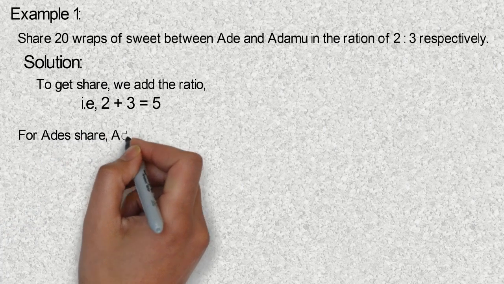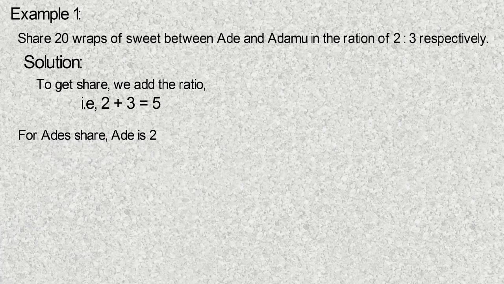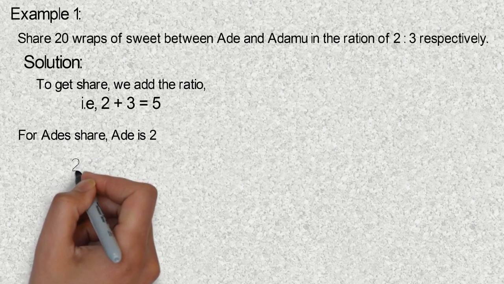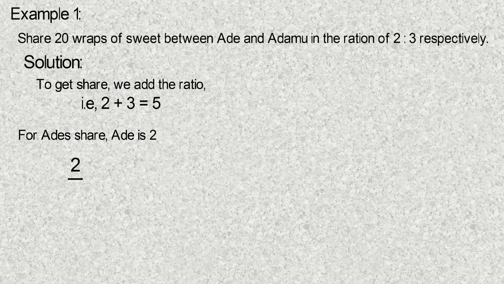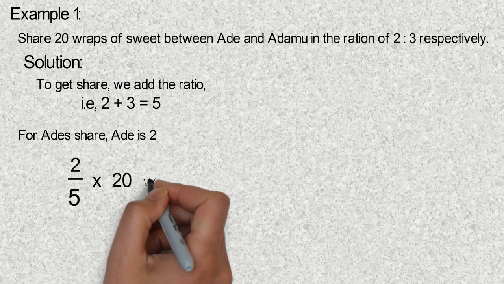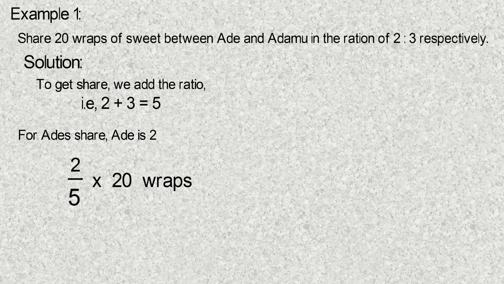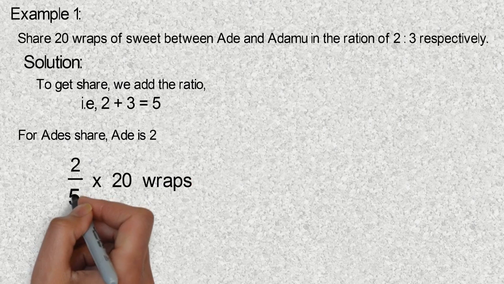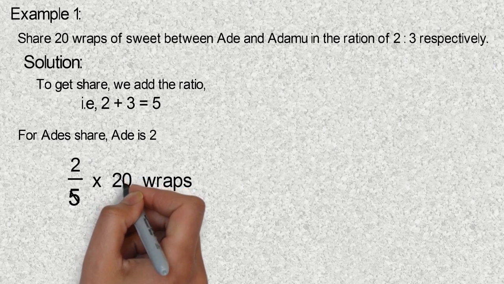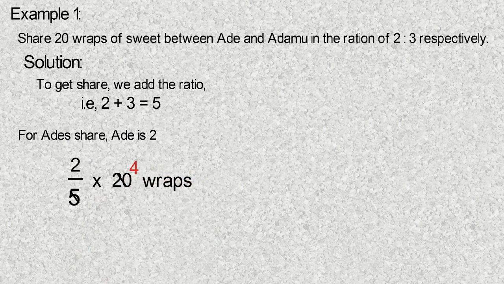So to now get Ade's share, Ade is carrying a ratio of 2, remember, in our question. So we divide the ratio of Ade by the total ratio, the addition of the ratio, multiplied by the number of wraps of sweets we are given. So I have the ratio of Ade, 2, all over the total ratio, which is 5, multiplied by the wraps of sweets we are to share. So I have 2 over 5 multiplied by 20. So how do we solve this? 5 can go here 1, 5 can go in 20 four times.